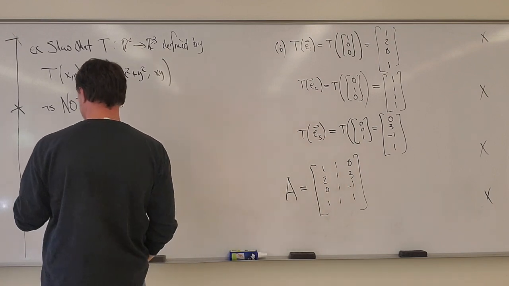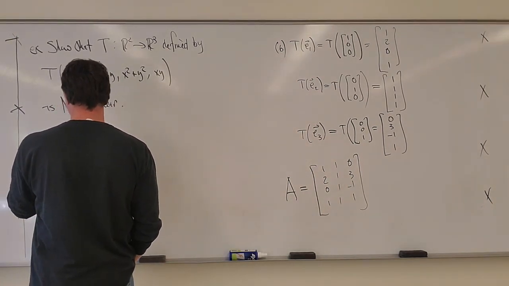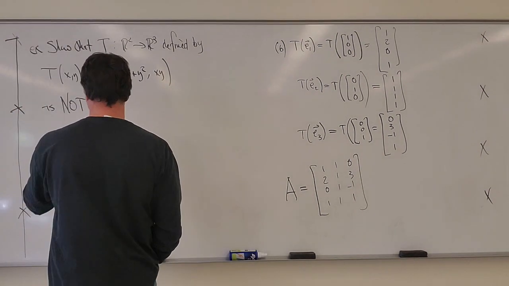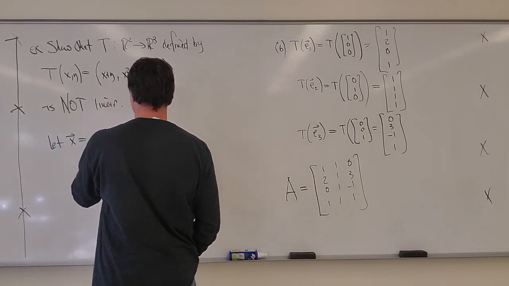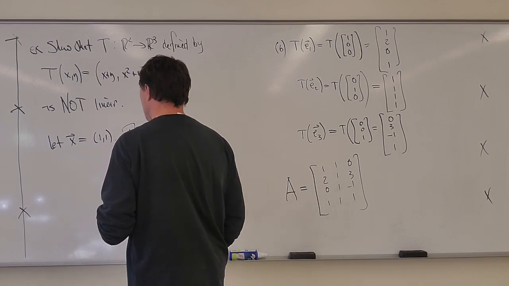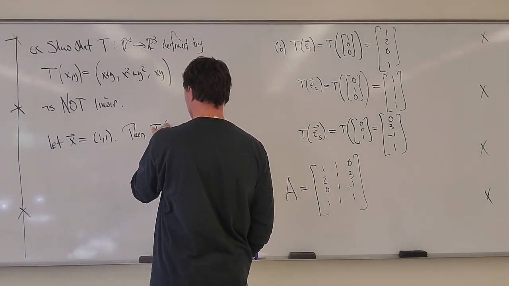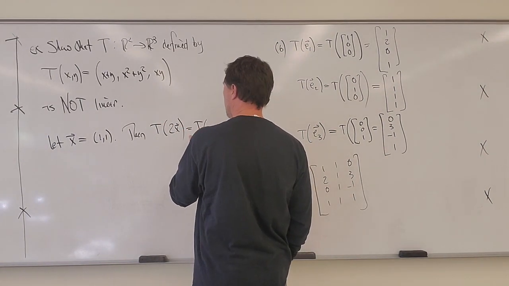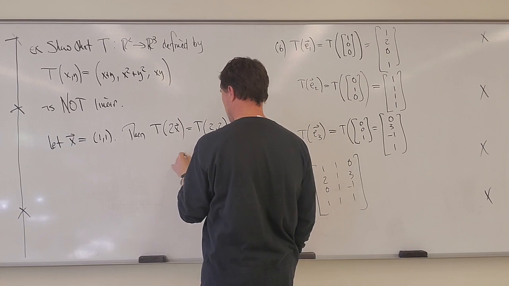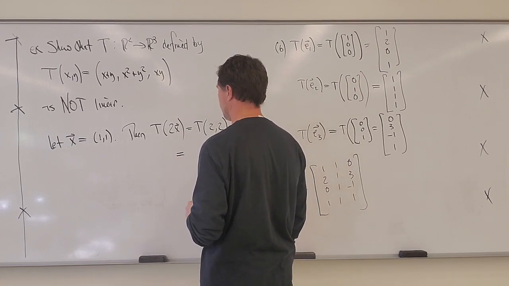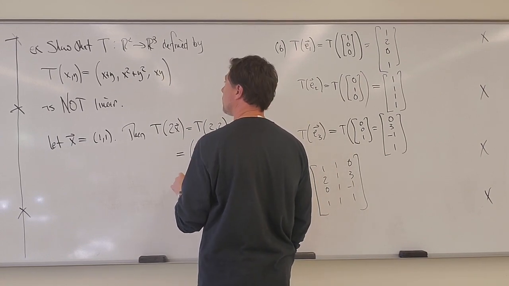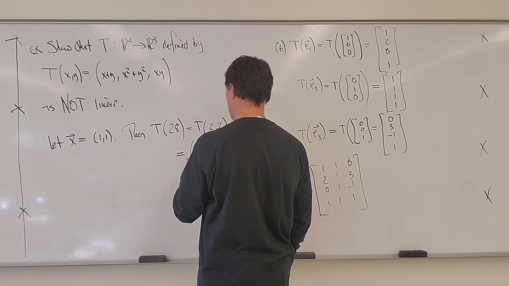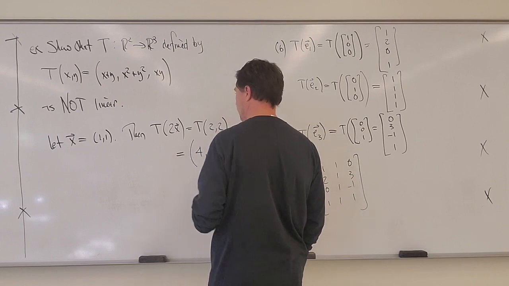So the way I'm going to do this, let's let x be the vector, and I want it to be 1, 1. Then, if I compute T of 2x, that's going to be T of 2, 2, and that's equal to, so let's see what the formula tells me, it's going to be 4 comma, 4 plus 4 is 8, 4, so it'll be 4, 8, 4.